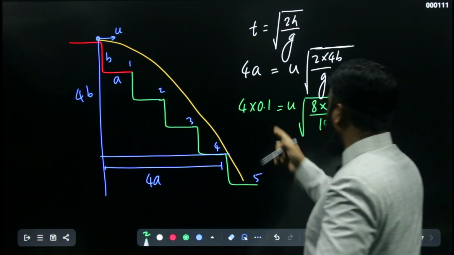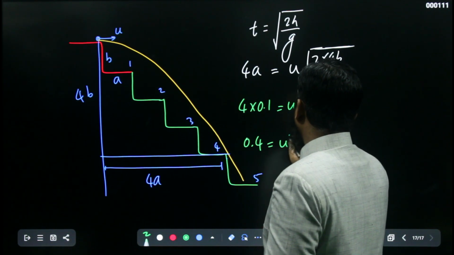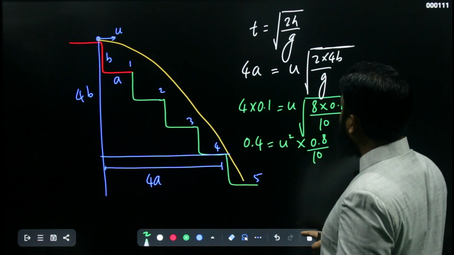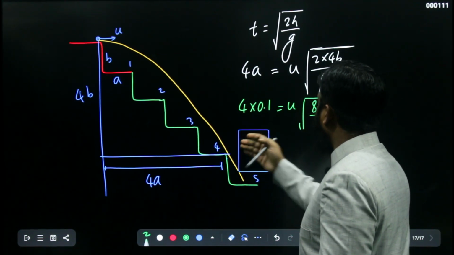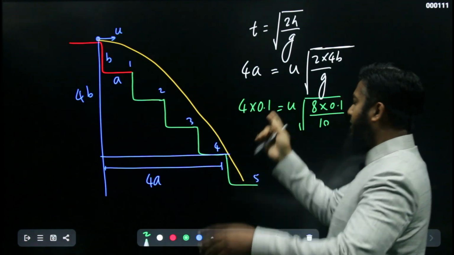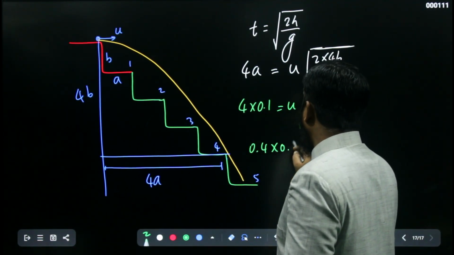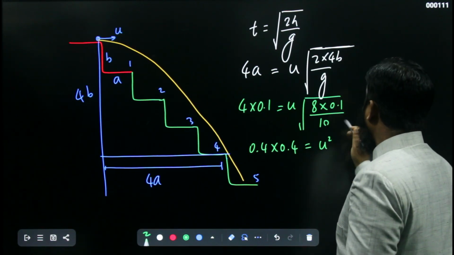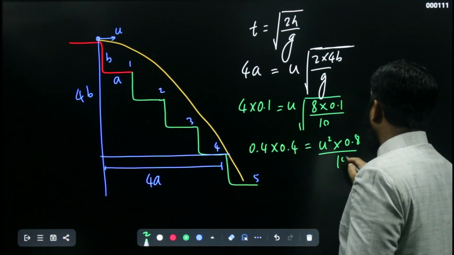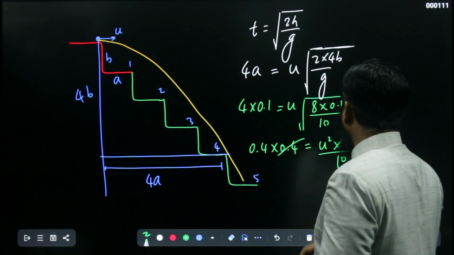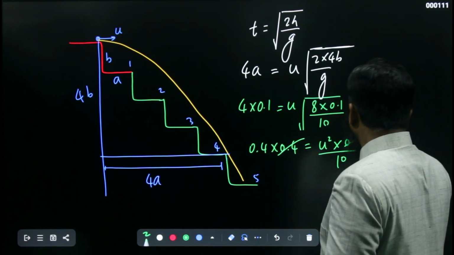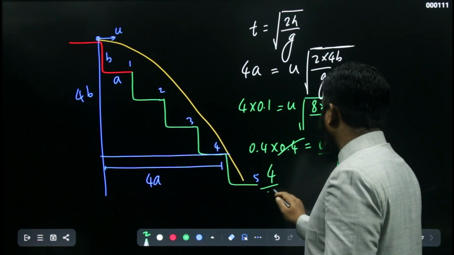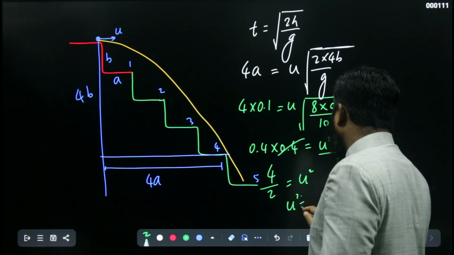Let's square both hand sides. This is 0.4, and we are squaring both hand sides. So let's write 0.4 into 0.4, and this is u square into 0.8 upon 10. Okay, so 0.4 will go 2 times in 0.8, and this 10 will make 0.4 as 4. So 4 divided by 2 is u square. So u square is equal to 2.